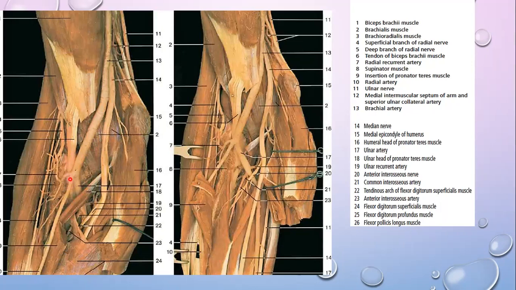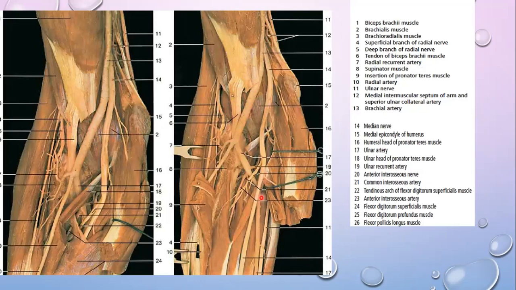Then you can also see a branch from the radial artery which is moving upwards to participate in the anastomosis around the elbow. That is your radial recurrent artery. Then here you can see the radial nerve, its terminal branches. Here you can see the superficial radial nerve and your deep radial nerve. Okay. The same here. Now this is your biceps tendon. Okay. You can see your supinator.